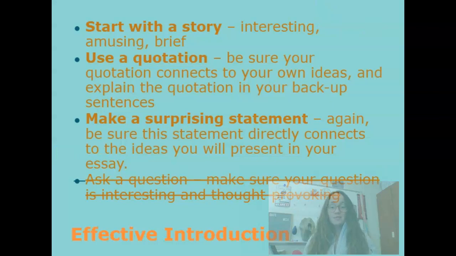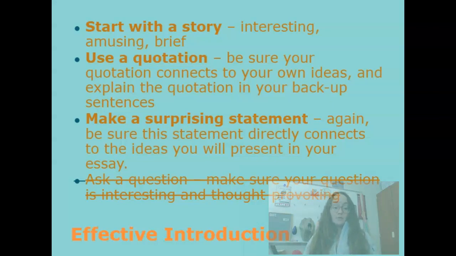You can also just directly jump into the topic you're going to be addressing. But a couple strategies might be starting with an anecdote or story. You can use a quotation, but just make sure you follow that up with a brief explanation of how it connects with the ideas you're addressing.